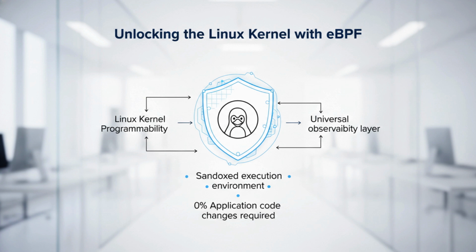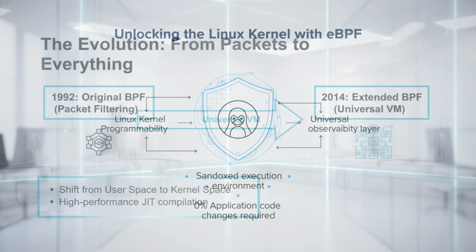eBPF, or Extended Berkeley Packet Filter, changes the game. It allows us to run sandboxed programs inside the Linux kernel without changing a single line of application source code. Imagine having the ability to observe every system call, network packet, and file access in real time with near zero performance impact. This is the superpower that modern tech giants use to maintain ultra-scalable systems.